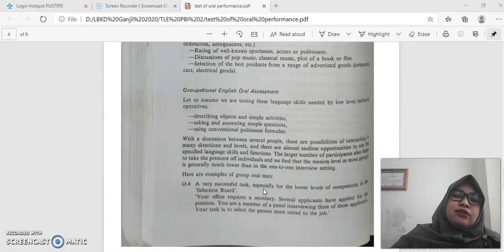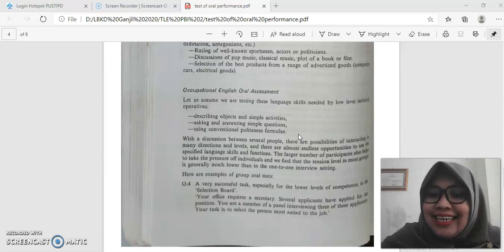Next is about the occupational English oral assessment. This is the other example of how you assess your students. Usually for an occupational English test, what you could give to your students is describing objects and simple activities, asking and answering simple questions, and using conventional politeness formulas.